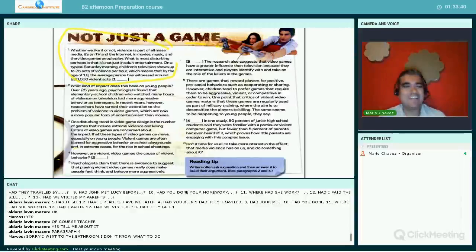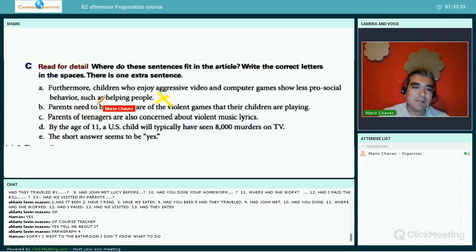Don't worry, Marcus. Okay, okay. All right. Very good, Miss Aldaris. I agree, Miss Aldaris. Is correct. So, number 4. Very good. So, yes, because this one says parents need to be more aware of the violent games that the children are playing. And it is true.